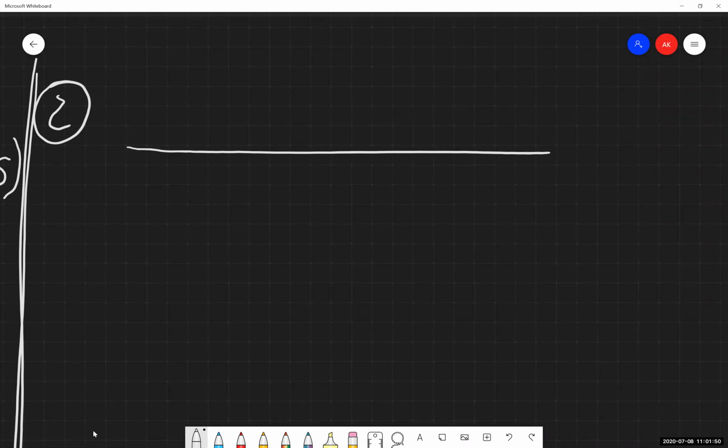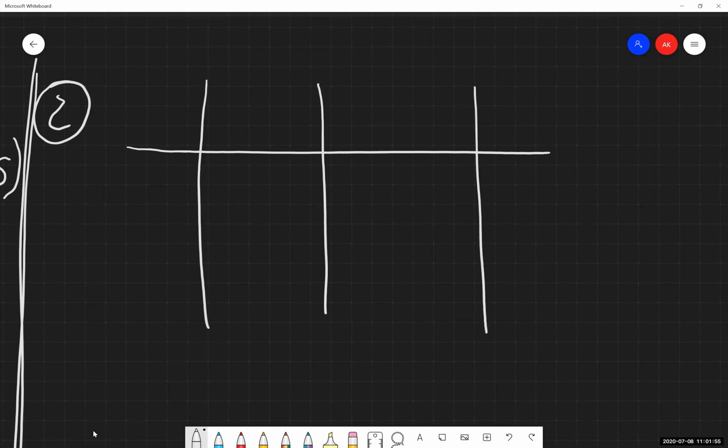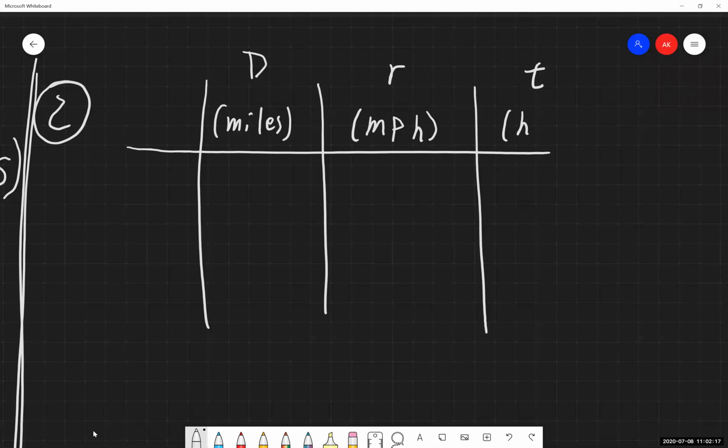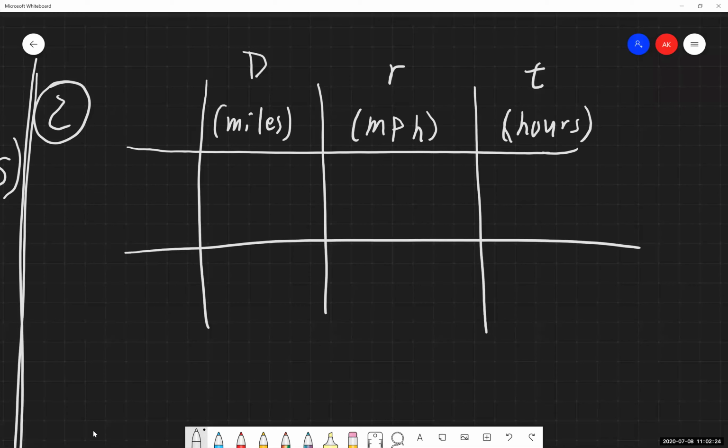So again, I highly recommend that when you're going through this, you set up a table for yourself. We have the distance, and we're using miles. We have a rate, which we are assuming is miles per hour. We have our time, which is in hours. And then we have the instances and the data that we have for Dwight.